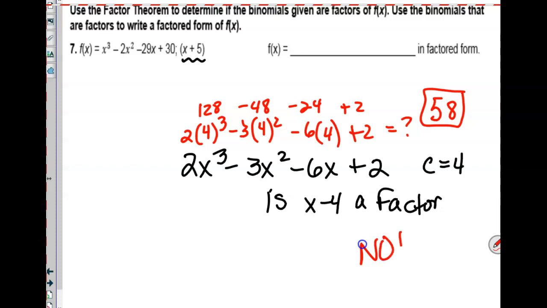No. I probably would have done synthetic division, but how do you know it's not a factor? Well, where do you get that number?